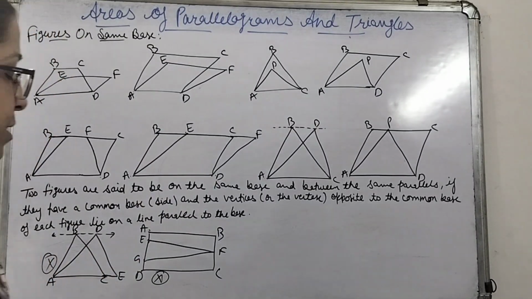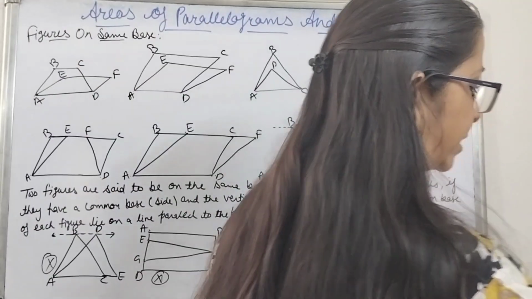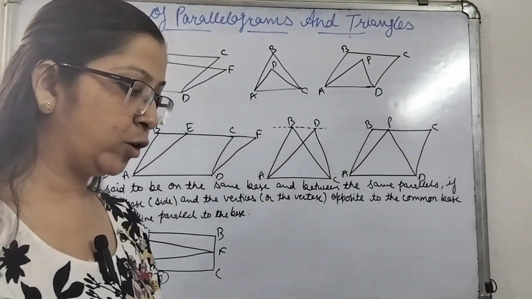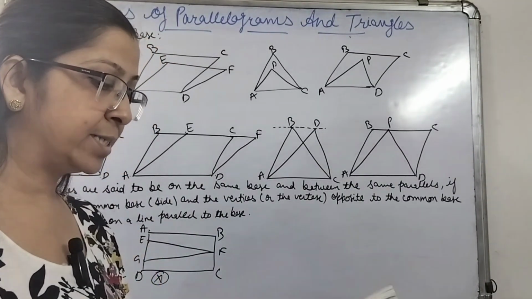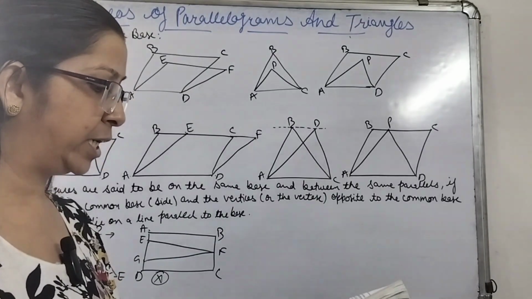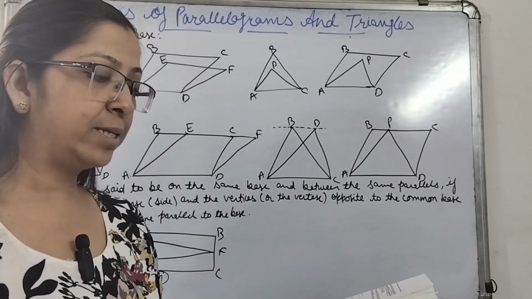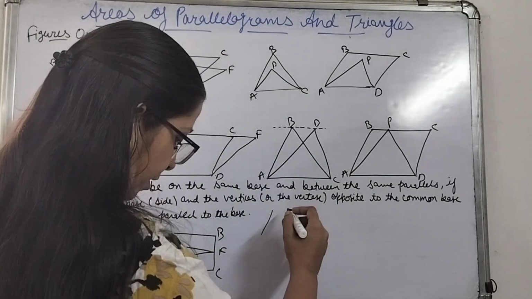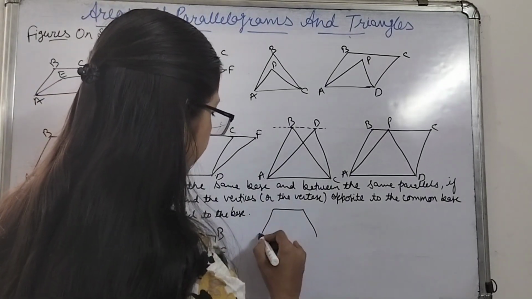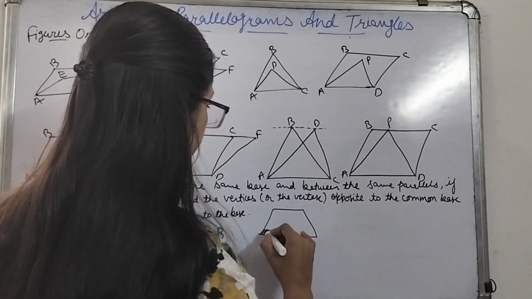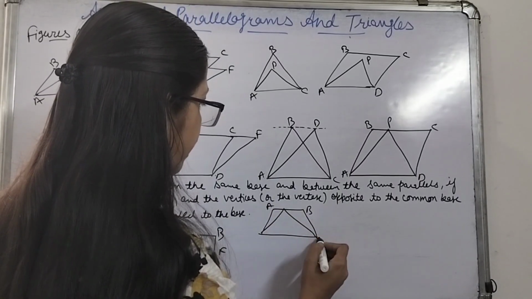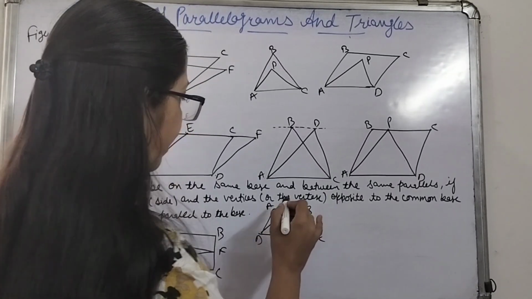So now let's understand some of the questions from your exercise 9.1. Question number 1. Which of the following figures lie on the same base and between the same parallels? In each case, write the common base and two parallels. So first part we are considering. The figure is like this. This is your A, B, C, D, and it is your P.